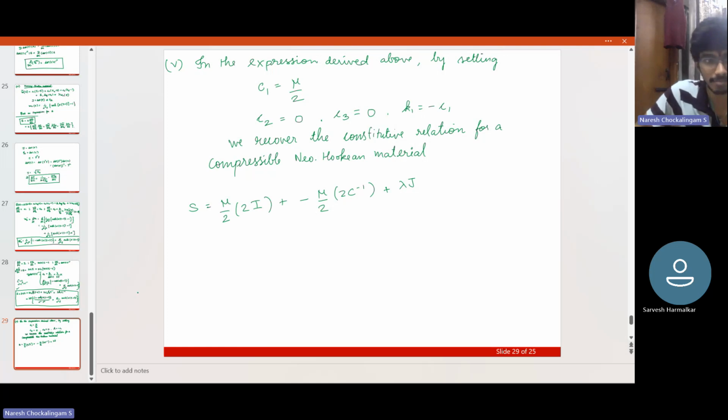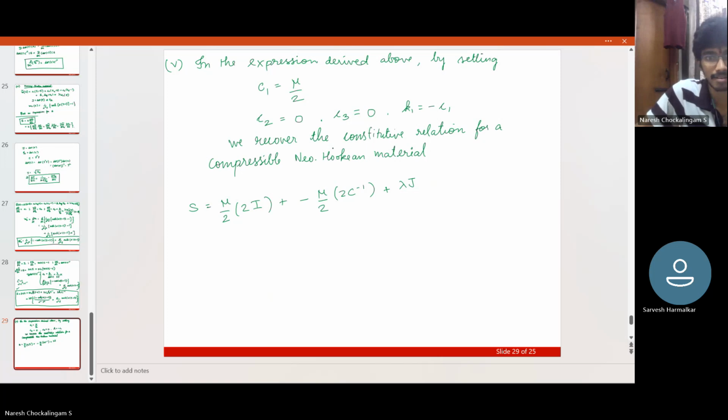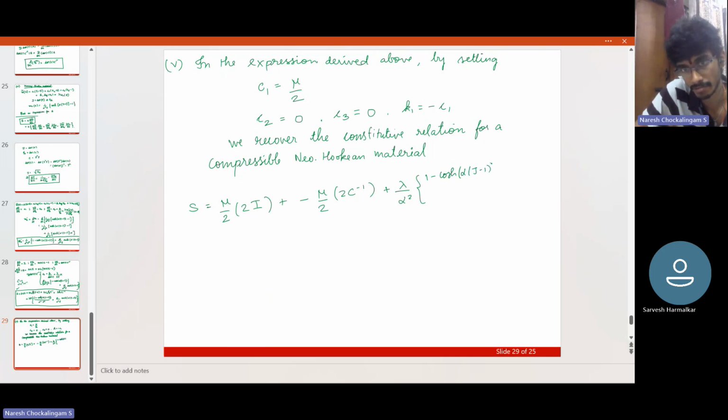Okay, so plus lambda J times this entire thing. So this J we can take inside. So you get plus lambda by alpha square, plus lambda by alpha square times 1 minus cos hyperbolic of alpha J minus 1 divided by J plus alpha sine hyperbolic of alpha J minus 1. So this is a compressible Neo-Hookean material.